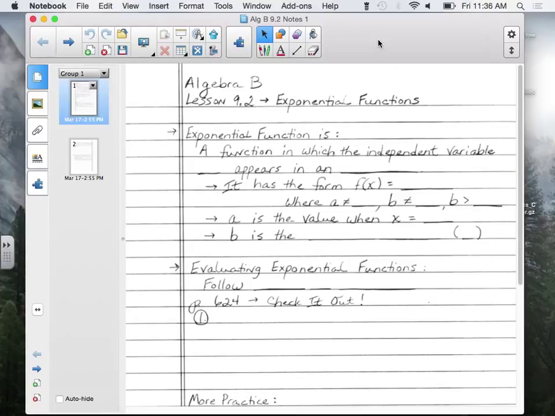So first things first, an exponential function is a function where the independent variable, or our x, is in the exponent, or appears in the exponent. And having the pen is usually helpful.